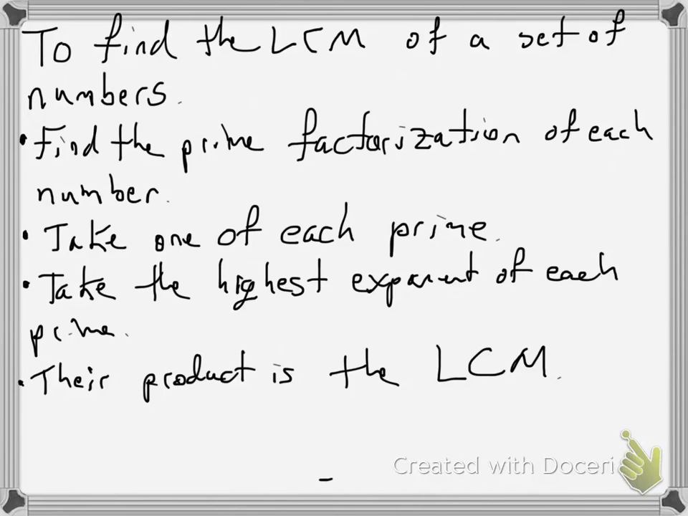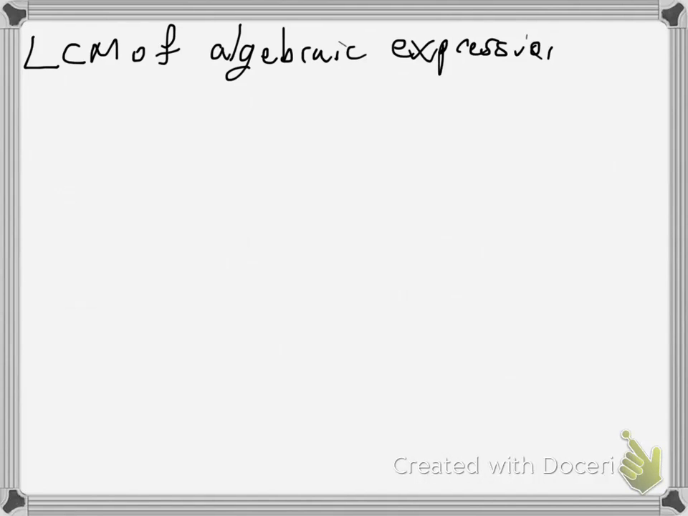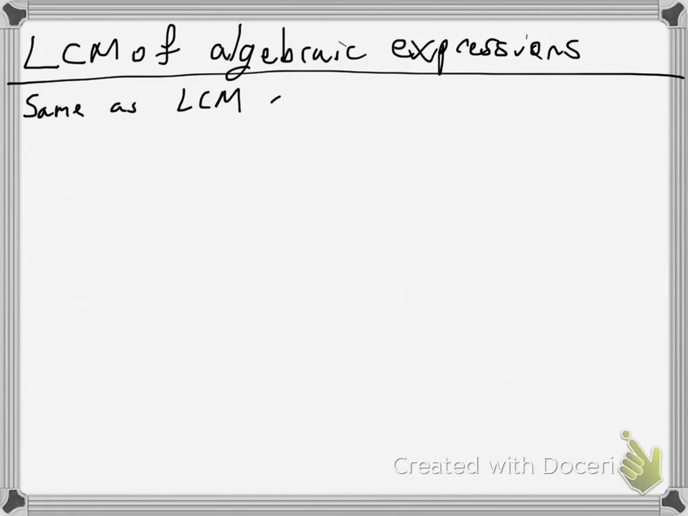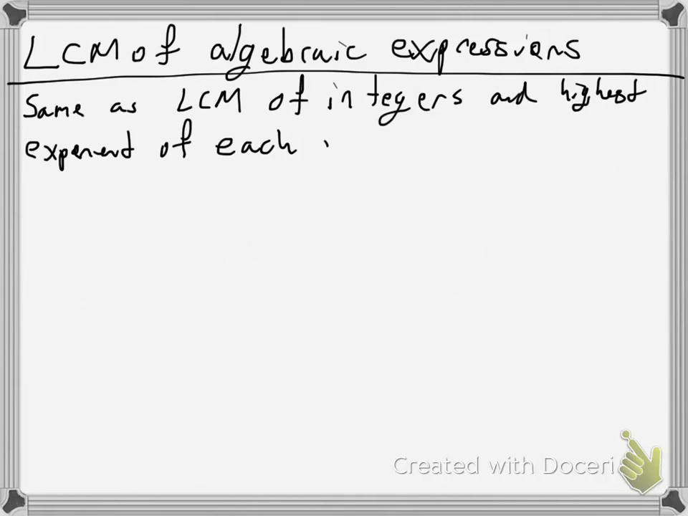Okay, now let's add another level to this and make this a little bit more fun. We'll find the LCM of an algebraic expression. So we'll give you some rules here. Same as the LCM of integers, and then the highest exponent of each variable. We'll do an example in just a minute, but this is maybe your guideline for doing that also. So you find the LCM of the integers, and then you take the highest exponent of each variable. Maybe you've got an x and a y and a z, and you'll just take the highest exponent of each one of those you see.